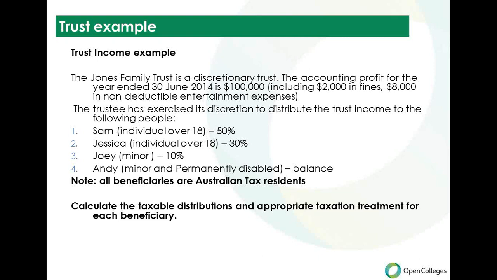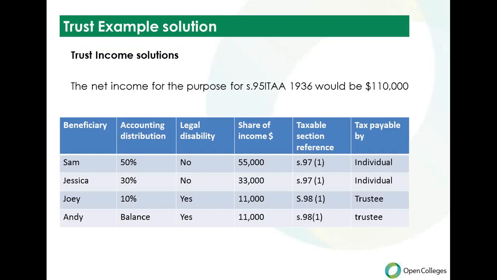So Sam is an individual over 18, he gets 50%. Jessica is an individual over 18, she gets 30%. Joey's a minor, gets 10%, and Andy is a minor and permanently disabled, gets the balance. It says to note all beneficiaries are Australian tax residents. So the question is, calculate the taxable distributions and appropriate taxation treatment for each beneficiary.